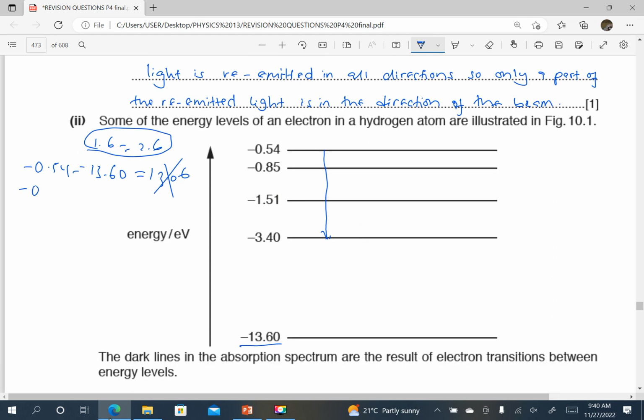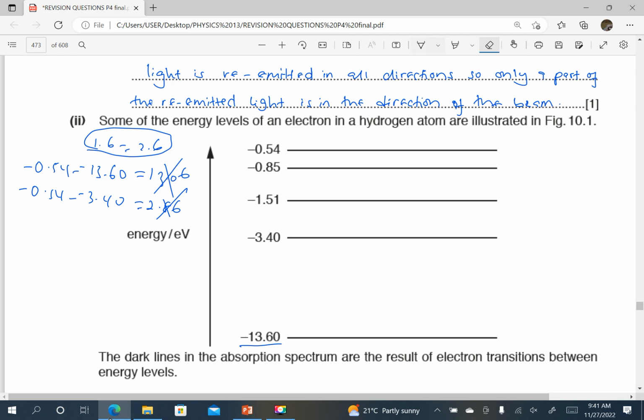Let's check the second one, negative 0.54 minus negative 3.40. So this gives us 2.86, which is outside the range. That is not possible. We can check another one. So this transition is not possible.